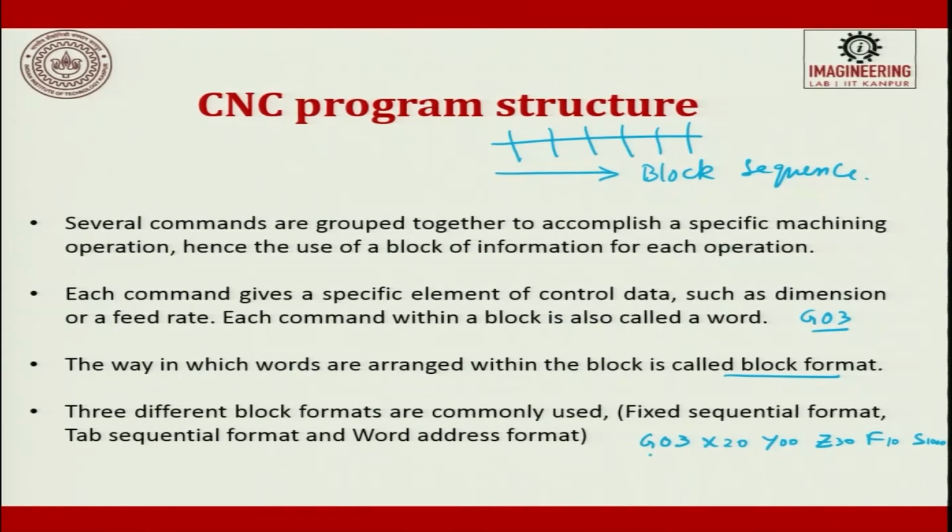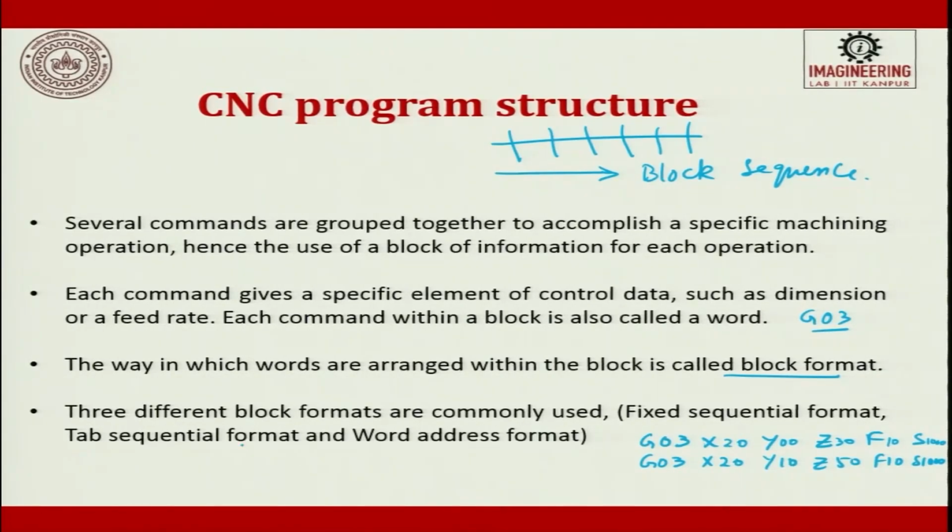So, the next line also, suppose it says G03 X, there is no change in X, still you have to write 20 and then 10, 50, F10 and S1000. So, this is a fixed sequence. You can't change the sequence, and the data will also be repeated if there is no change in the coordinate values.